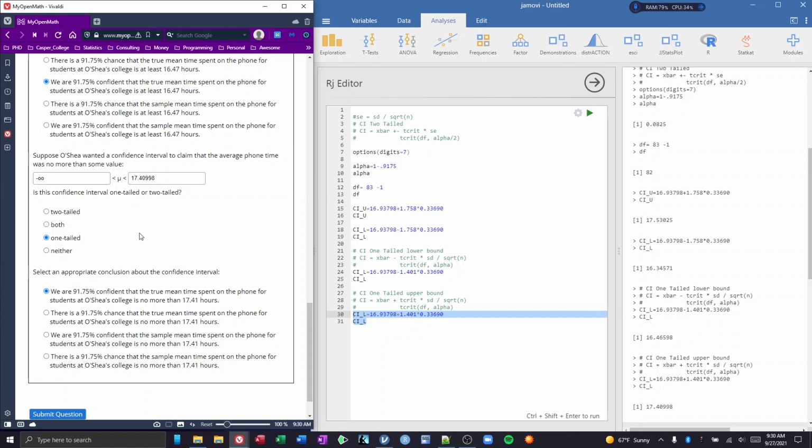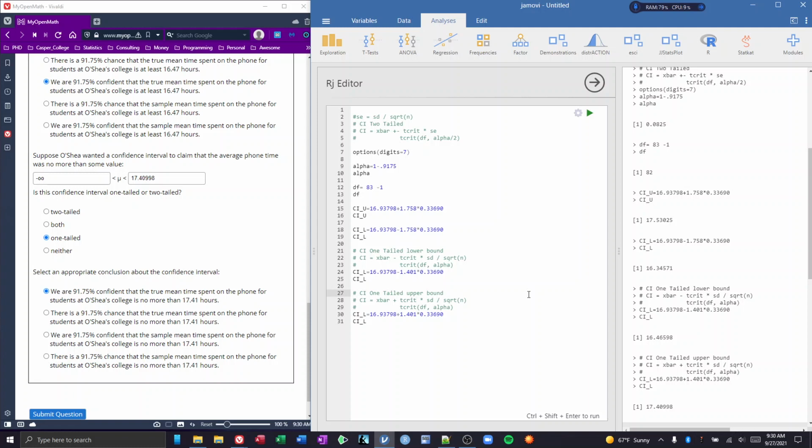Okay, so that is how you go through and grab the values and calculate these, if we wanted to do a two-tailed confidence interval or a one-tailed upper bound or a one-tailed lower bound confidence interval. Okay, now there is a shortcut in Jamovi that we can use.